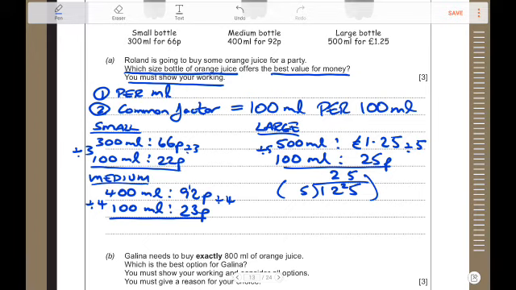For the large bottle, we can clearly see that the best value for money is the small bottle, because 100 millilitres in the small bottle costs 22 pence, whereas in the medium bottle it costs 23 pence, and in the large bottle 100 millilitres costs 25 pence. So to answer the question, the best value is the small bottle.